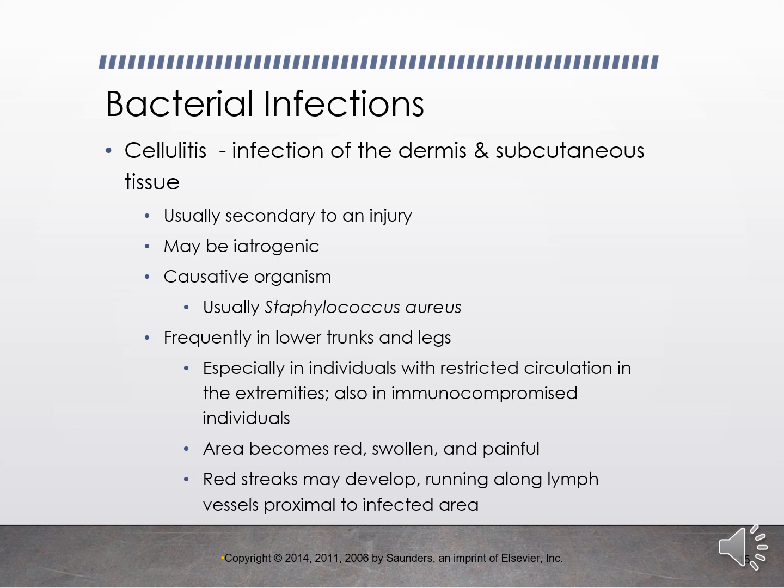You might see systemic signs like a fever. You might see red streaks that run along the lymph vessels. We treat it with systemic antibiotics. We elevate the limb, and we use warm, moist soaks.